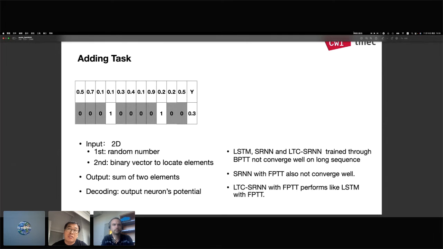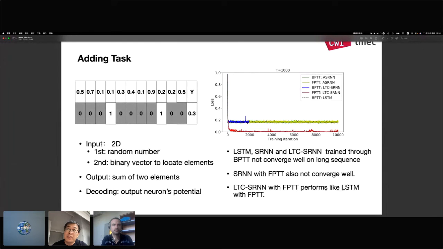So we take a sequence with 1000 time steps and use BPTT with LSTM as the baseline performance. When we train our traditional adaptive spiking recurrent neural network and the liquid time-constant spiking neural network with BPTT, they converge to the same level as the baseline performance.